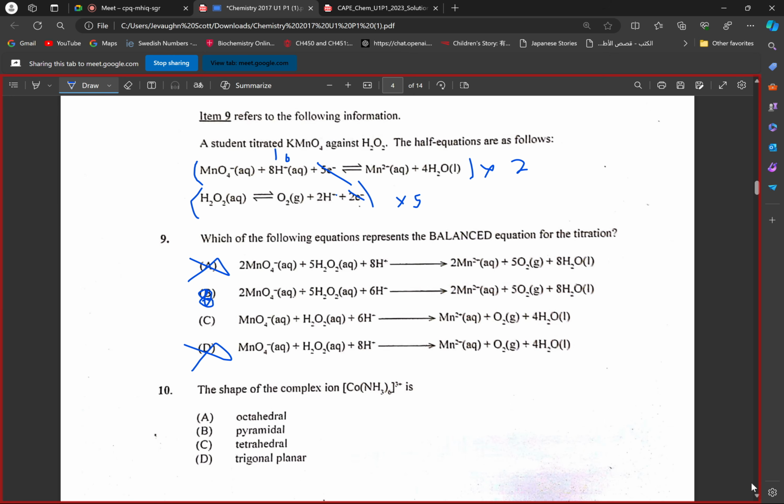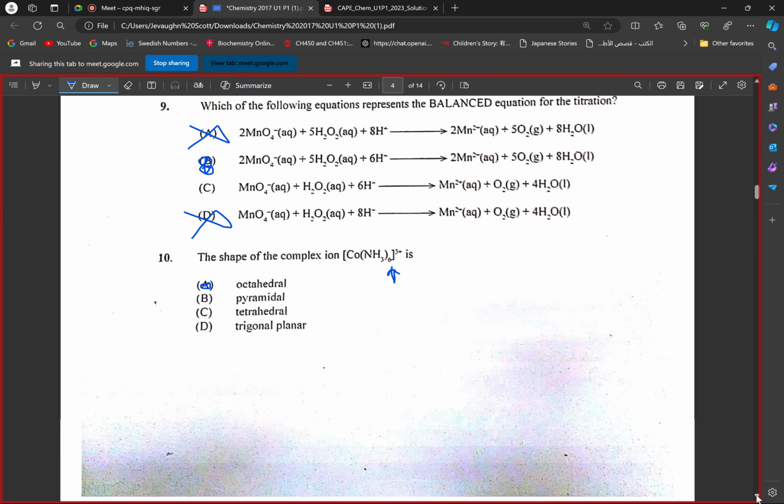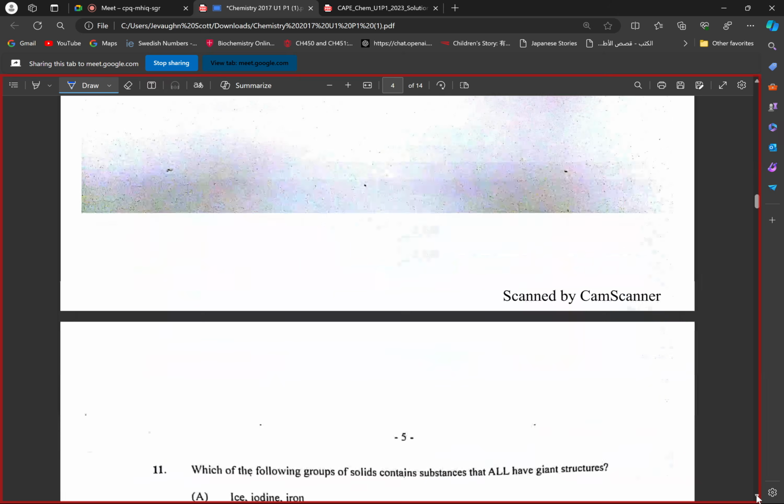Alright, let's move on. The shape of the complex here, what is the coordination number of this complex? Octahedral. Okay, what's the coordination number though? It is 6. Guys, it is 6 ammonia, right? Hexaamine cobalt. Alright, lovely.